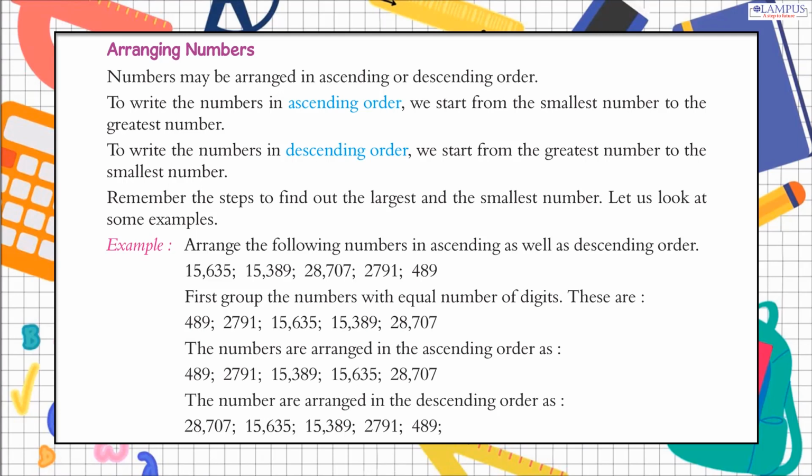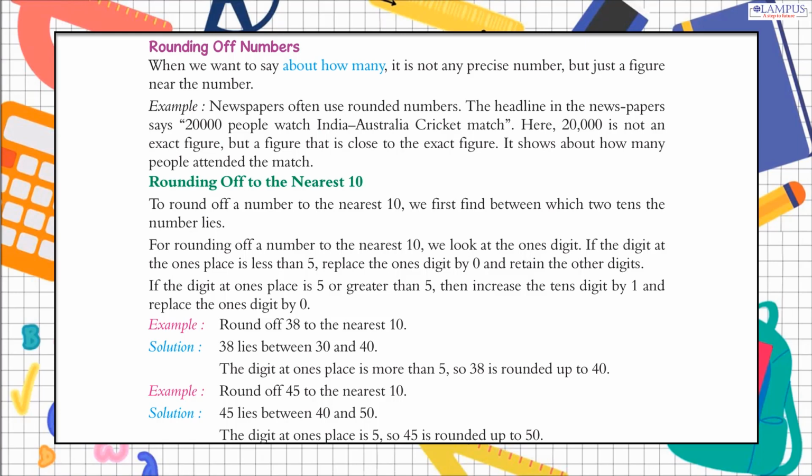489, 2791, 15,389, 15,635, 28,707. The numbers are arranged in the descending order as 28,707, 15,635, 15,389, 2,791, 489. Rounding off numbers.